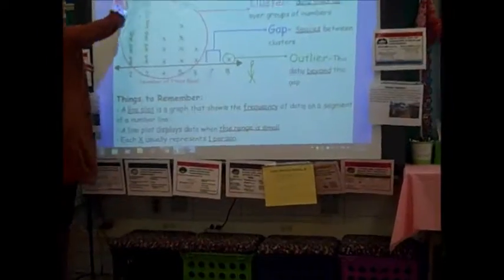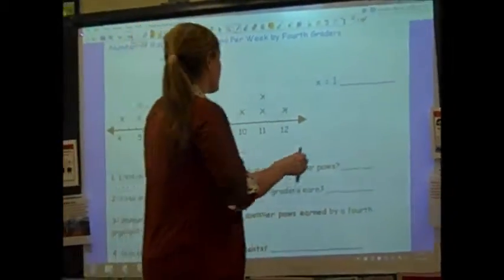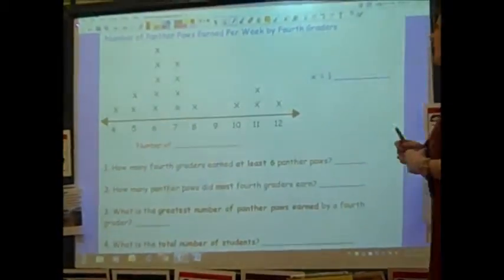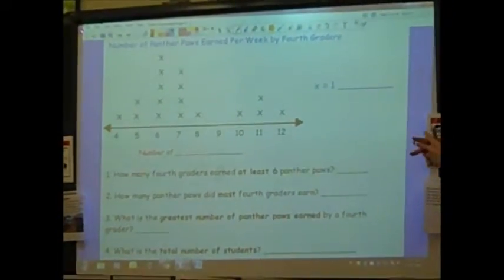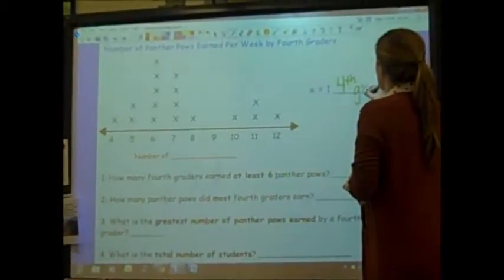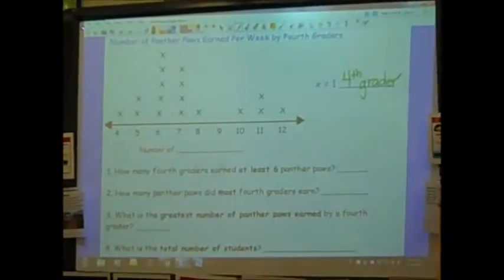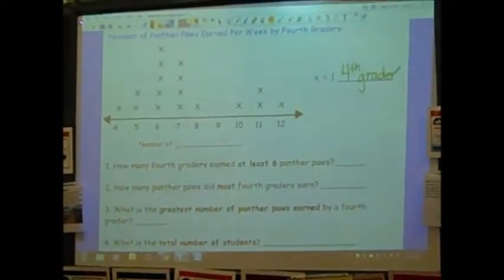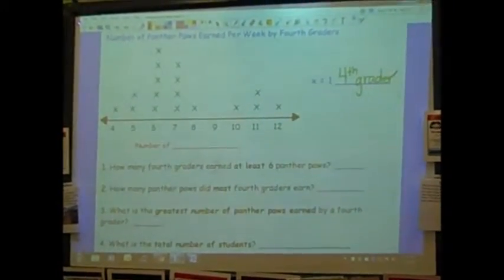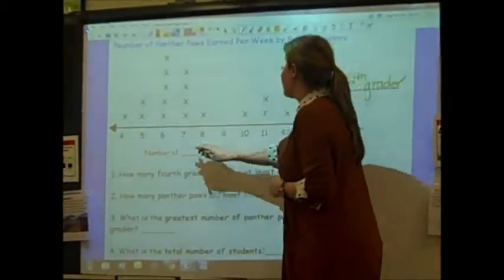So let's move into some questions that the kids are gonna have to answer when they analyze a line plot. So, number of Panther Paws earned per week by fourth graders. Each X represents one fourth grader. Most of the time it's gonna represent that. There have been times where maybe we will count the number of M&Ms in a bag and each X would represent one bag. It's usually gonna be a person. And these are your number of Panther Paws.